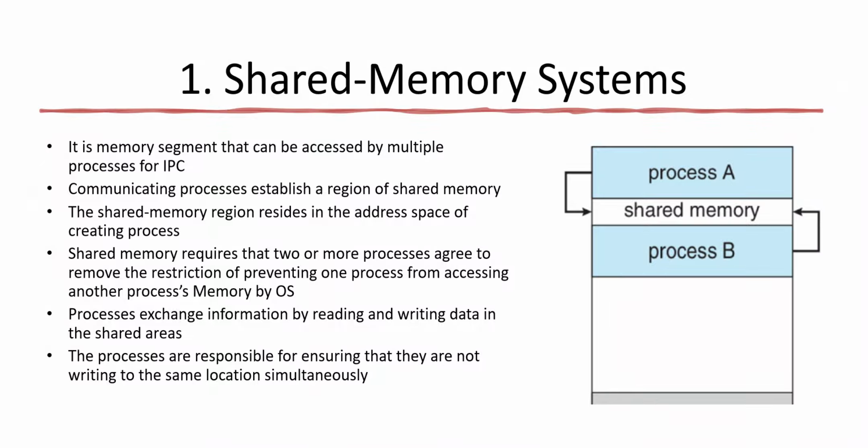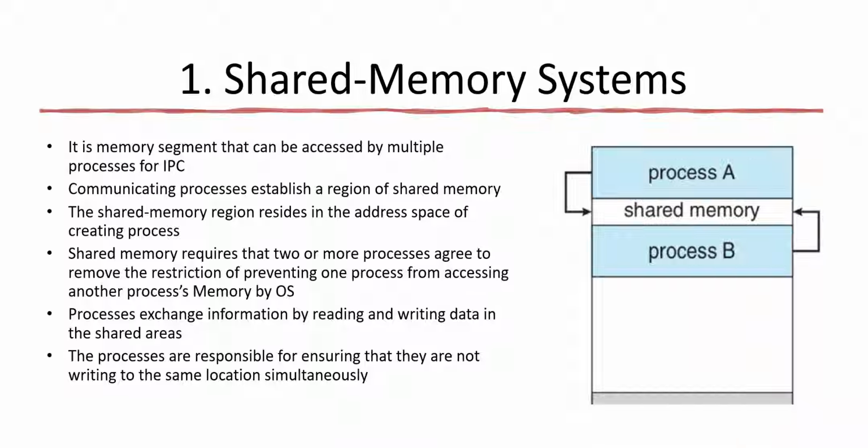We will study both in detail. Let us first discuss the shared memory system. Shared memory is a memory region that can be accessed by multiple processes for communication. Normally, the operating system protects the memory of one process from another process. This is important for protection and security. But in shared memory IPC, two or more processes agree to use a common region of memory. This region is called the shared memory region. The processes communicate by reading data from this shared area and writing data into it.